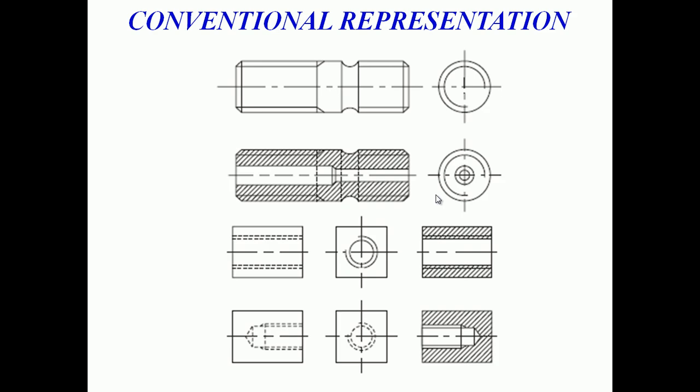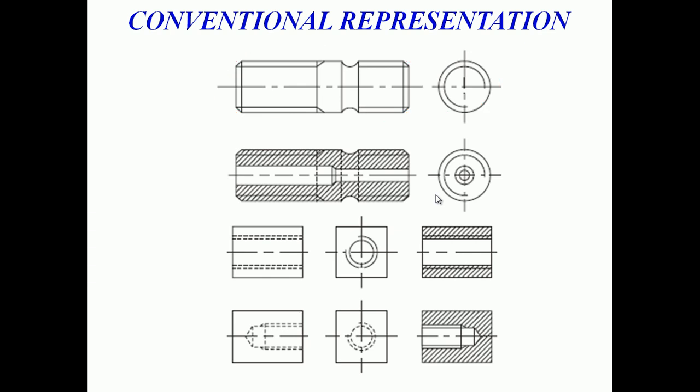So the first one, if you see, is not sectioned. The front view and left side view you can see. So it's an external thread. You can see in the left side view, it's clearly mentioned. The inside is not a circle, it's a curve. The outside one is a circle. So this is the way you have to represent the external thread.